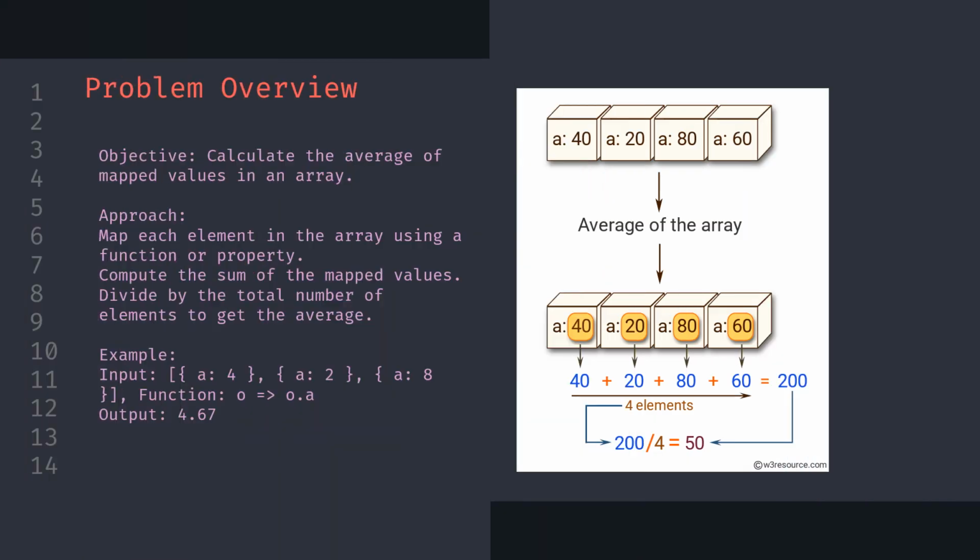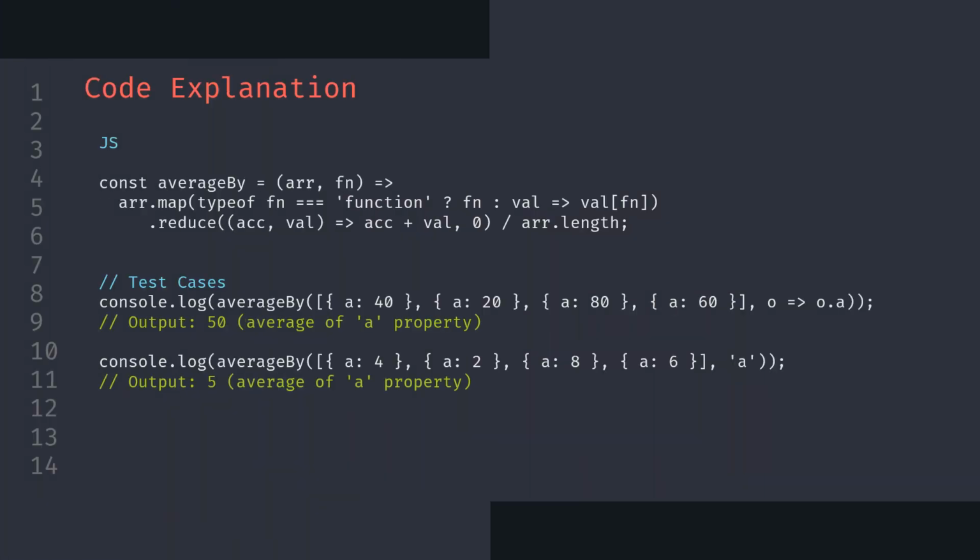The problem involves transforming an array into mapped values using a function and then computing the average of these values. The program uses the map method to transform the array elements, followed by reduce to compute their sum. Finally, dividing by the array's length gives the average.